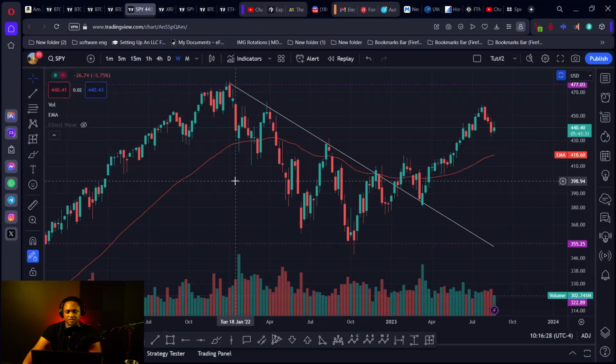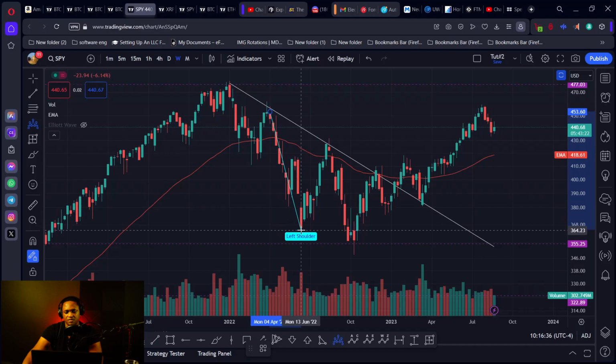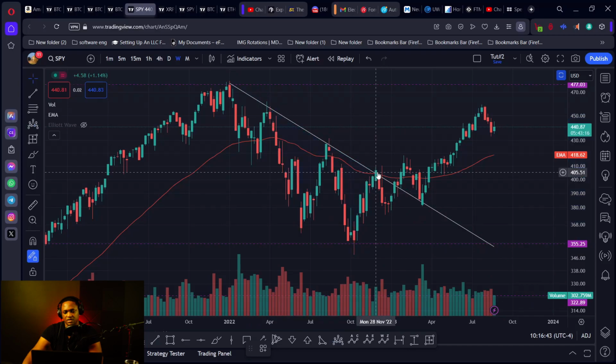I'm gonna place them here for you to understand. I'm gonna pull that. So we're gonna place the inverted head and shoulder, so you can see right there. Okay, let's do it again. Sorry, guys.